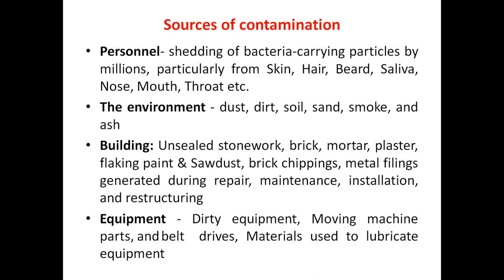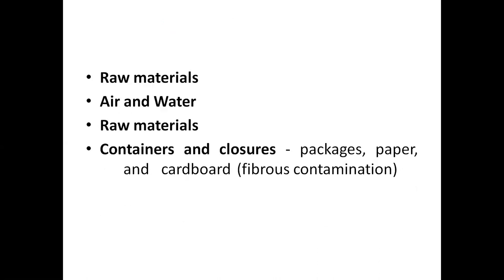One is the personnel who is working, then the other one is the environment, and the next one is the building. So in the building: unsealed stonework or brick or mortar or plaster, flaking paint and sawdust, brick chippings, metal filings which are generated during repair or maintenance, installation and restructuring. So during those things in the building, we can expect contamination. Then from the equipment also, we can have contamination. That's also one of the major sources of contamination. So what kind of equipment? Dirty equipment, moving machine parts, belt drives, materials which are used to lubricate the equipment.